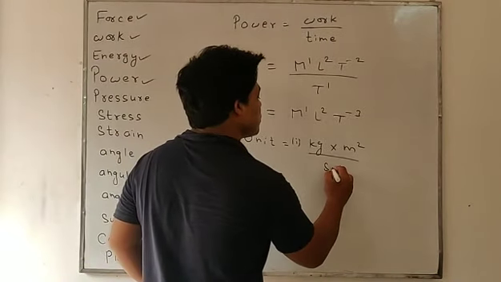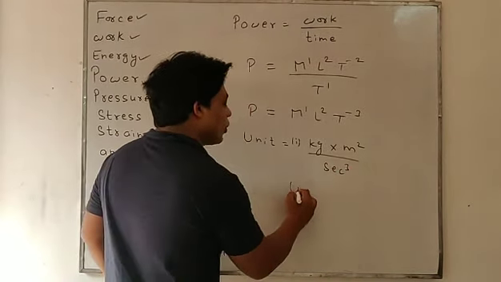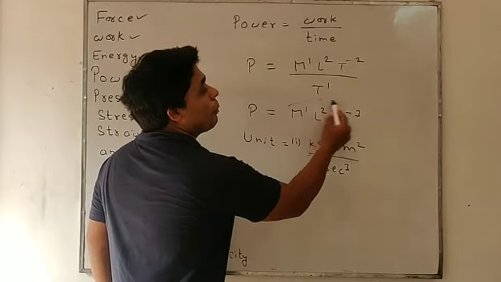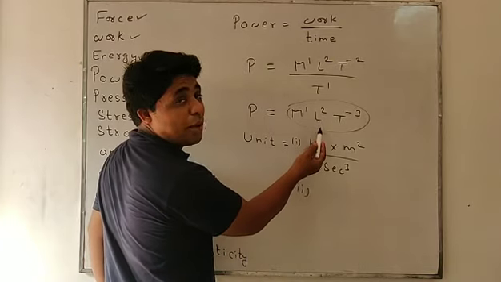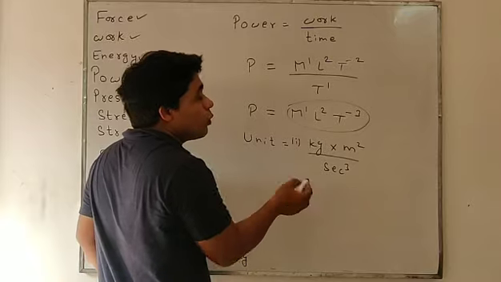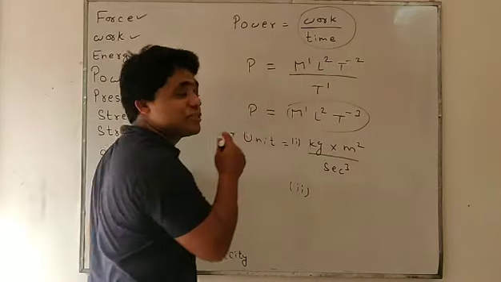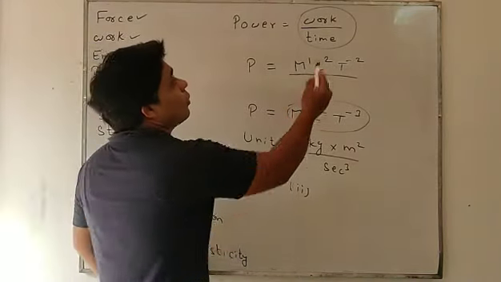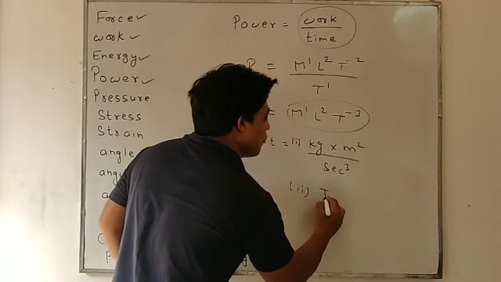Minus 3, then what? Second cube. Okay, first of all we found the unit by this dimensional formula. This is called the dimensional formula. We can also find it by the initial formula. How? What is the unit of work on behalf of the name of the scientist?